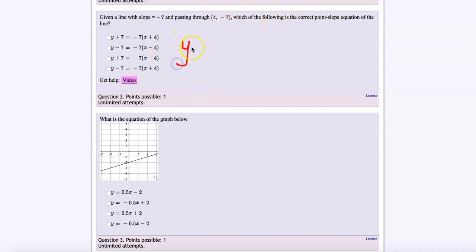Okay, so we're going to have y minus negative 7. This is my first time using this. Equals, here's the slope, negative 7. Now, x minus x sub 1. And that is going to match, well, this is y plus 7. So here's y plus 7 is equal to negative 7 times x minus 4. All right, so there's that one.